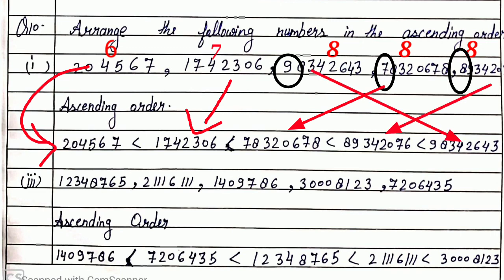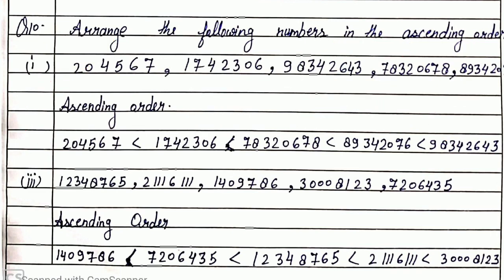So like this we can arrange in ascending order. Now see the third part. See, first number is having 8 digits, next number is also having 8 digits, next number is having 7 digits, then next number is having 8 digits, and last number is having 7 digits. So here two numbers are there which are having 7 digits.